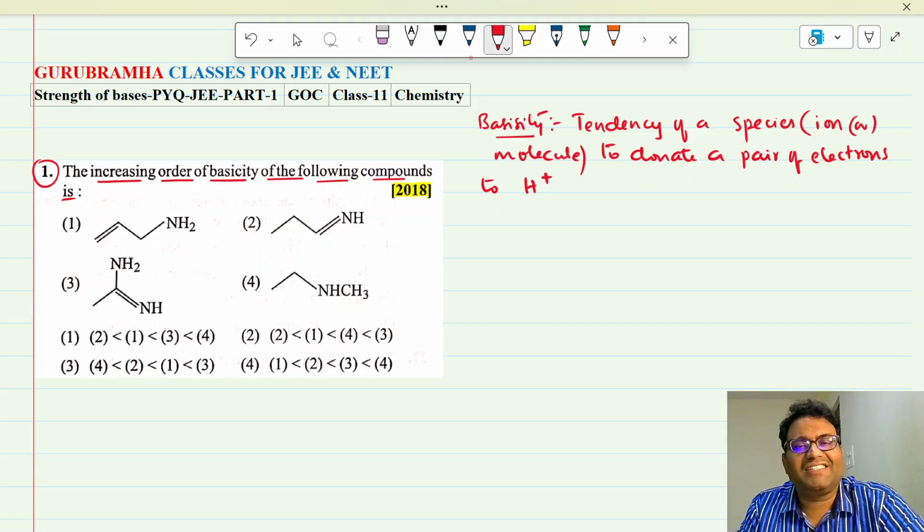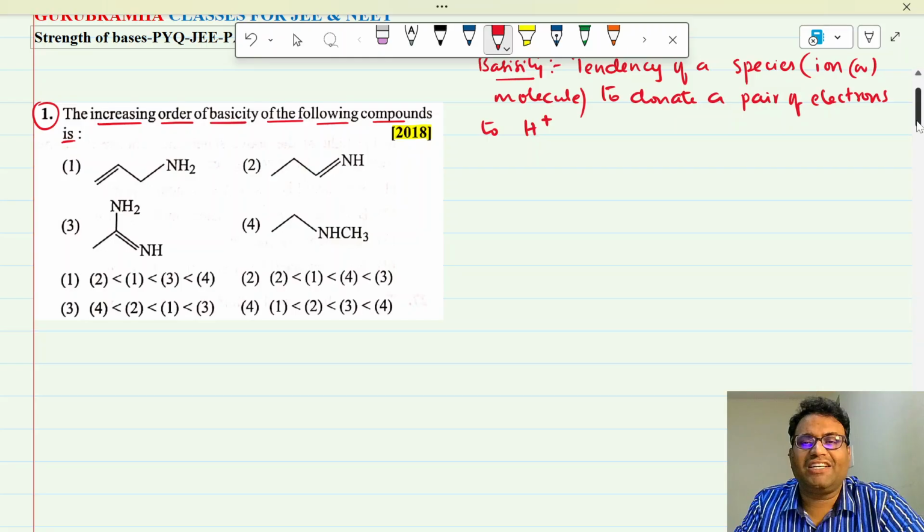When does a species act as a base? When it can donate a pair of electrons to H plus, we say that it is acting as a base. So, which will be a strong base? If the given species has more tendency to donate the lone pair, then it is considered a strong base.